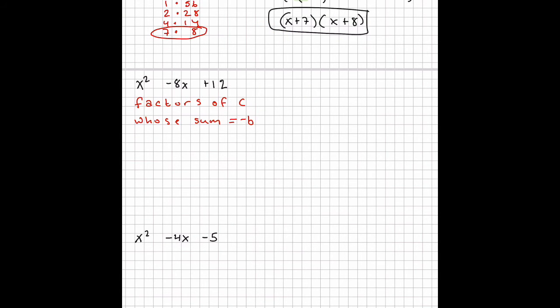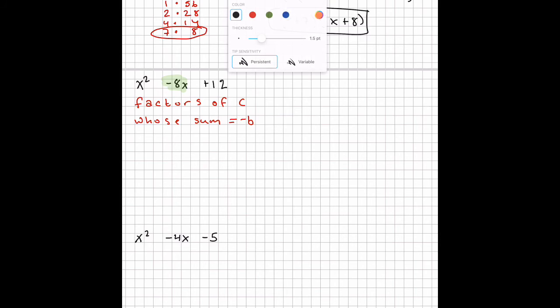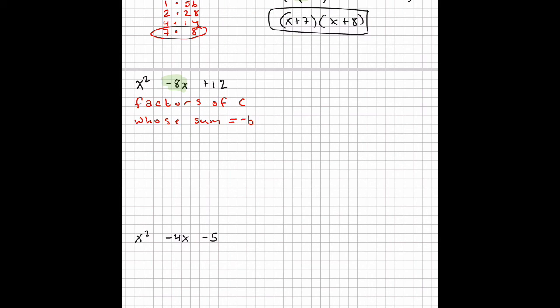On the next problem, we have a similar type of trinomial, except now we're subtracting in the middle term. In the last problem, everything was addition, but we're going to handle this much the same way. We're looking for factors of c whose sum is equal to negative b. In this case, that means we're looking for factors of 12 whose sum is negative 8. Well, negative 6 times negative 2 equals 12, and negative 6 plus negative 2 equals negative 8. So negative 6 times negative 2 are the factors we're going to use.